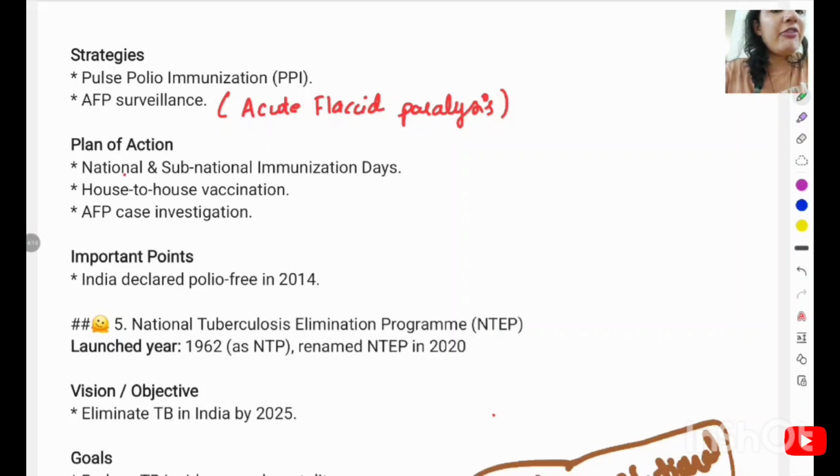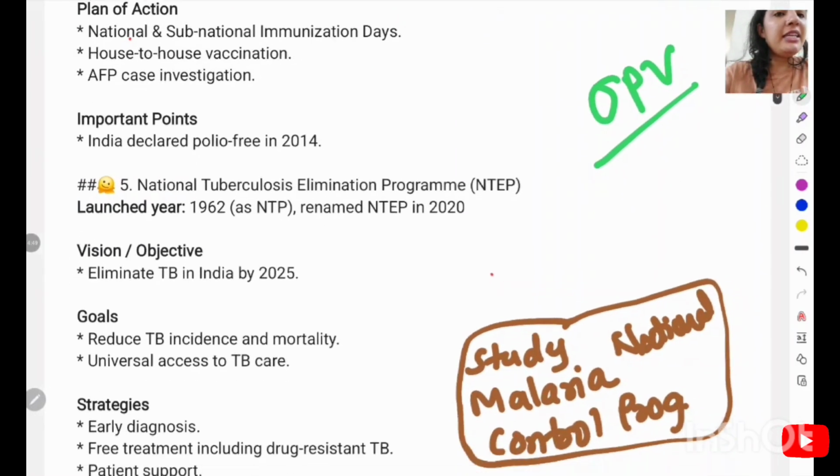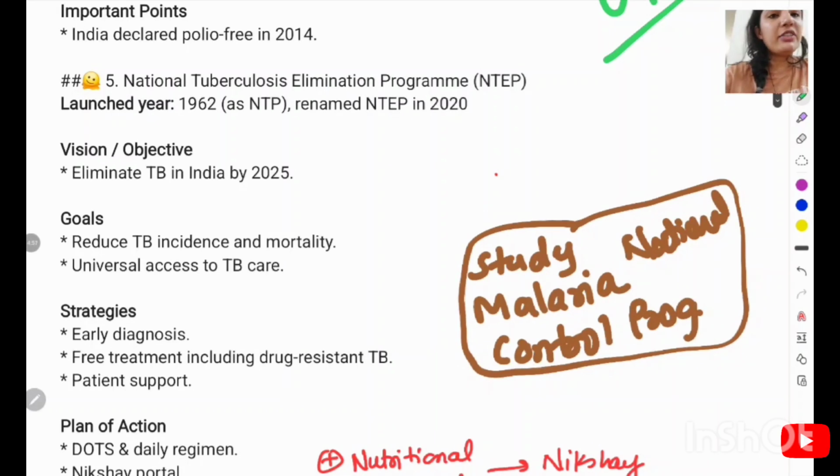Second is the AFP surveillance. AFP means acute flaccid paralysis that is happening in polio. We have to give continued scrutiny for this AFP surveillance. Plan of action is national and sub-national immunization days are decided, in which OPV is given, house to house vaccination is given, and here basically OPV, oral polio vaccine, is used, where 2 drops are given orally. AFP cases investigation. Then the important point is India was declared polio free in 2014.